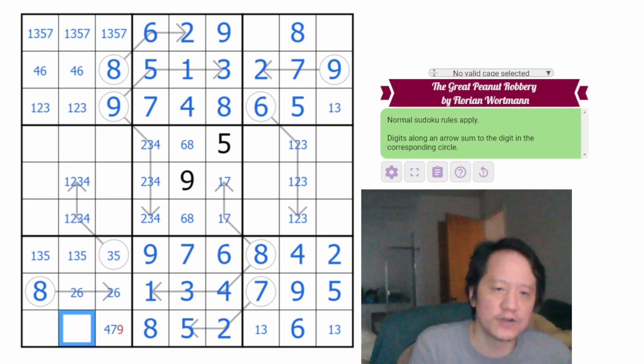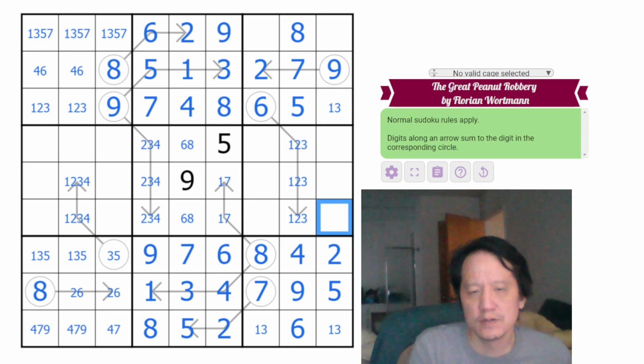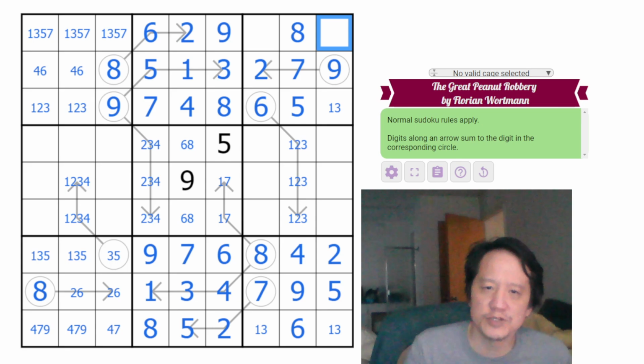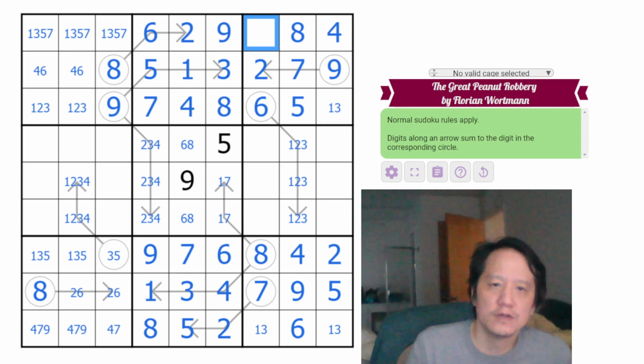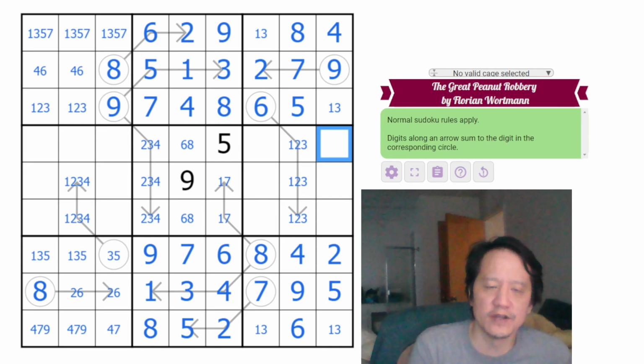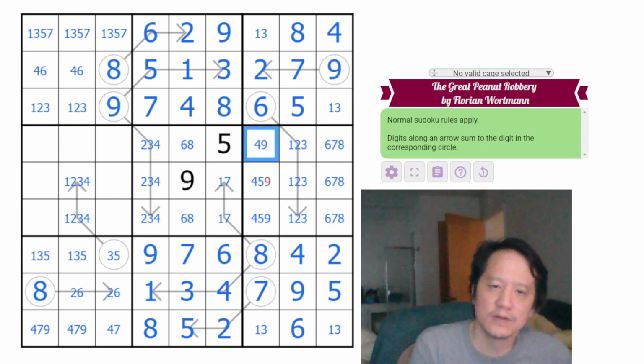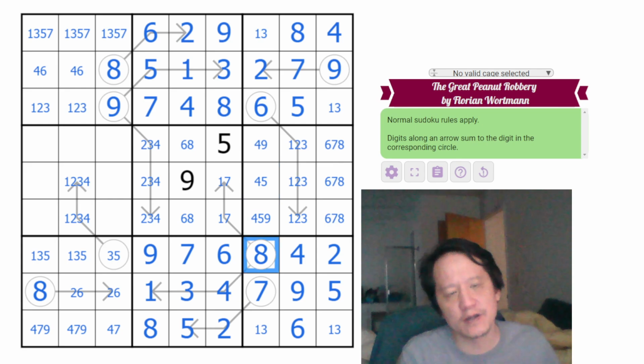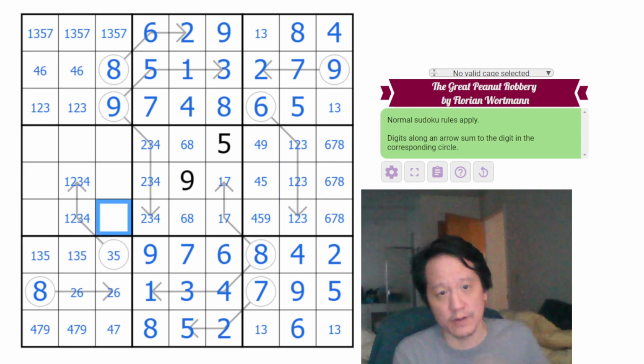We have 4, 7, and 9. 4, 7, 9. Okay, 1, 2, 3. We got 1, 3, and 4. So this has to be the 4. This is 1 and 3. And this is 6, 7, 8. And this must be 4, 5, 9. This is 1, 5, and 9.